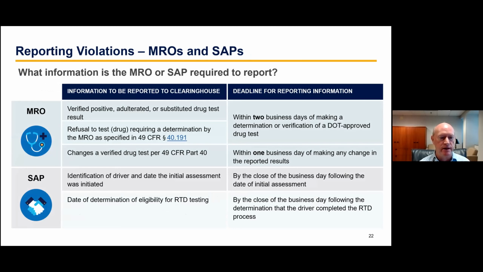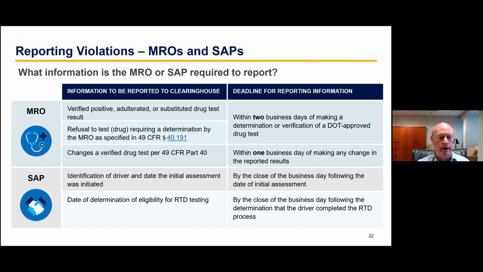Reporting violations, we'll see, this is the MRO. They'll report anything dealing with that drug test, whether it's verified positive, whether it's adulterated or substituted. They'll report the refusal to test as determined by the MRO. A driver goes to the testing site and begins the testing process, and then walks out, refuses to do so. Well, that's a positive. Refusals are treated as positive. And so the MRO will report that because the collection site will report that to the MRO. And then changes to a verified drug test, the MRO reports that. They have a role in this too.